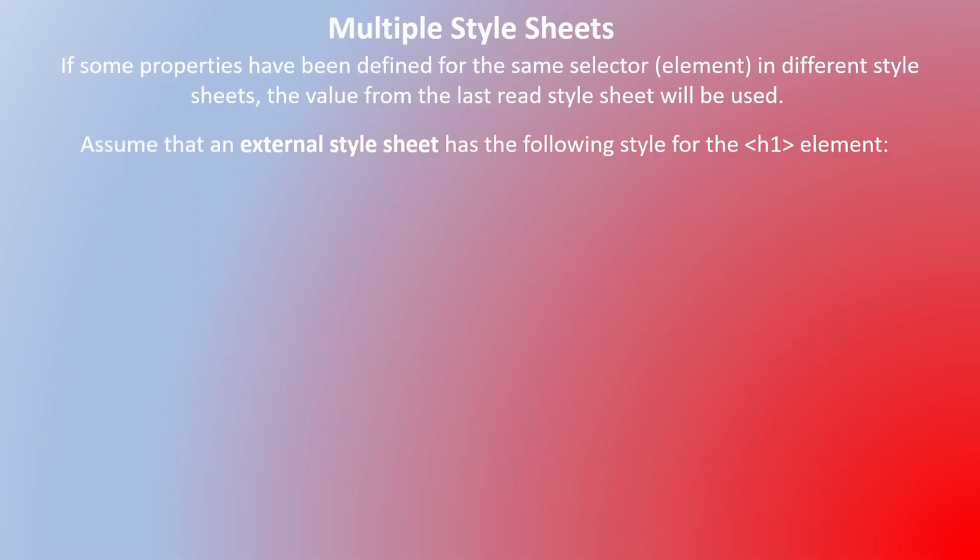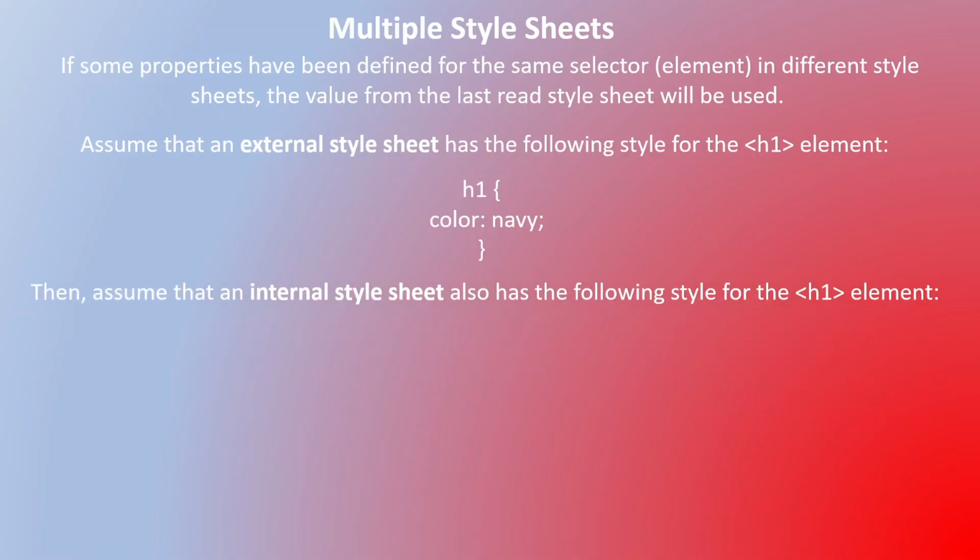Next, assume that an external style sheet has the following style for heading 1. Like the color is going to be navy. Then assume that an internal style sheet also has the following style for the same H1 heading. That would be the color will be orange.